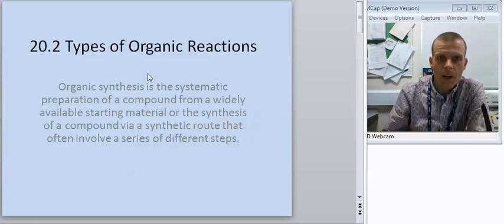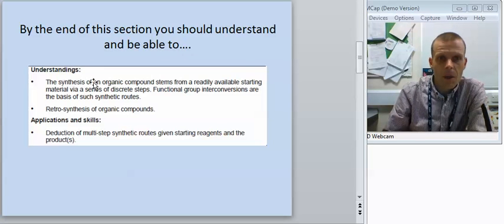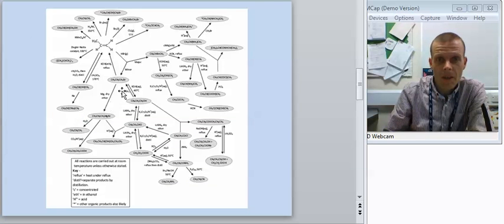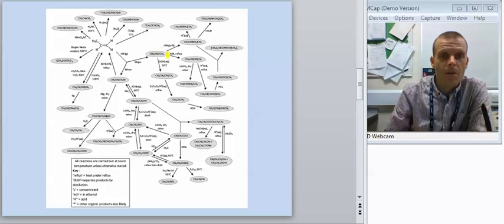20.2 types of organic reactions, and really this is a good opportunity to summarize some of the stuff that maybe you've been doing in the preceding unit, 20.1, getting together some of those reactions that you've seen and seeing how the homologous series are linked. Now this diagram here is rather scary, but it's an attempt to put together a lot of the reactions that are very common at this level in organic chemistry.